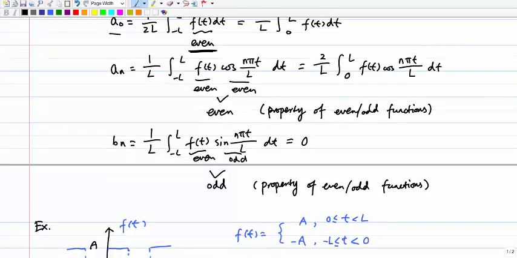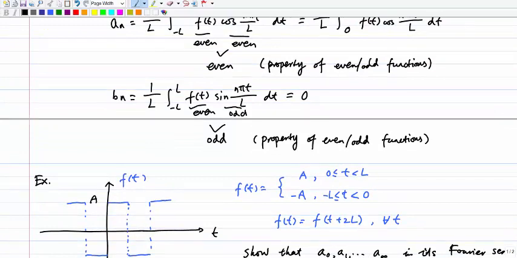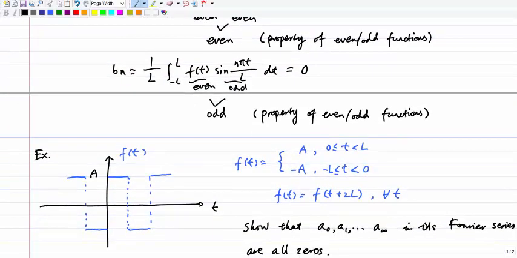Now let me go over one example to show you how we can use the property to simplify a lot of computations. Let's say I give you a periodic function, which is also an odd function, f(t), given by f(t) equals a when t is within 0 and L, and f(t) equals negative a when t is from negative L to 0. This pattern repeats with a fundamental period of 2L.